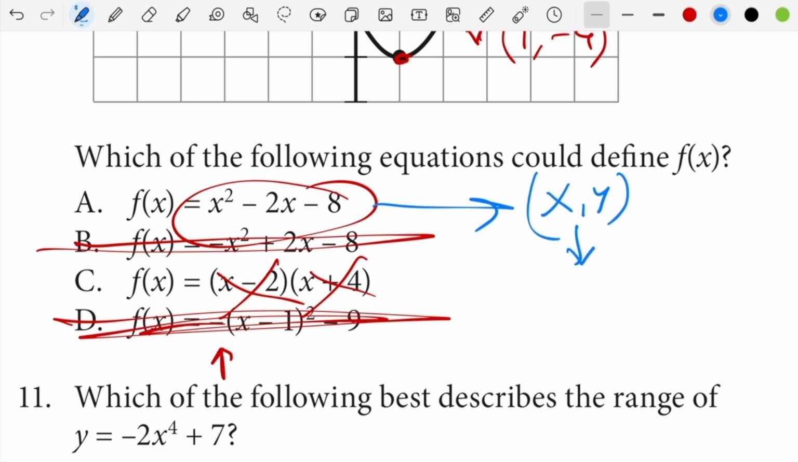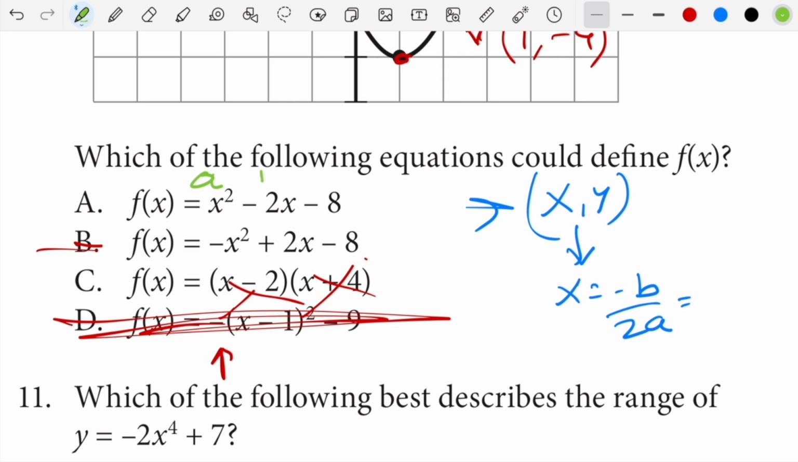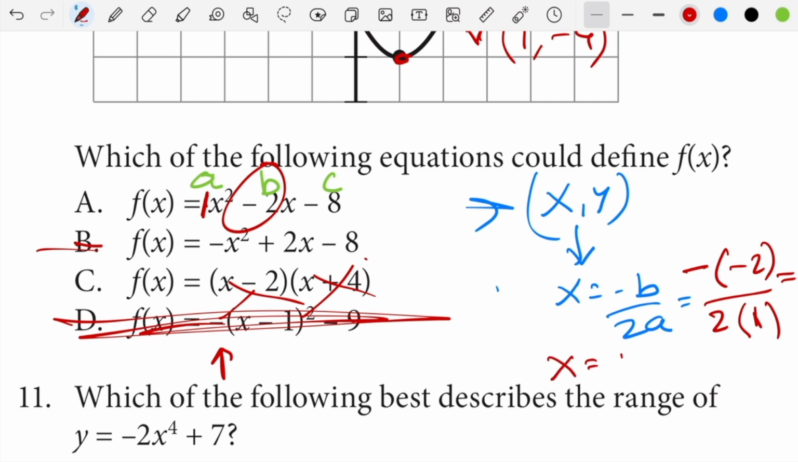To find the x value, there's a formula which is negative b over 2a. A is in front of the x squared, b is in front of the x, c is my constant. So I have a negative here, and the b is negative 2, so I have a double negative right there. 2 times a, and the a, there's no number in front of the x squared, you have a 1. So that's negative 2. On the top is going to give me positive 2, and at the bottom is positive 2. Therefore, the x equals 1.